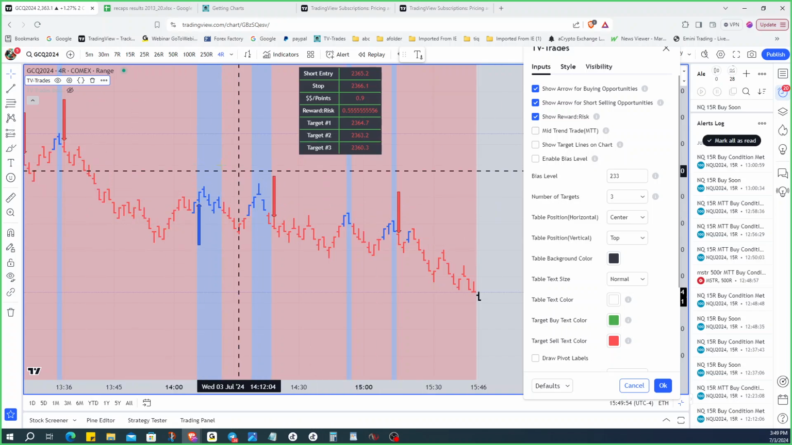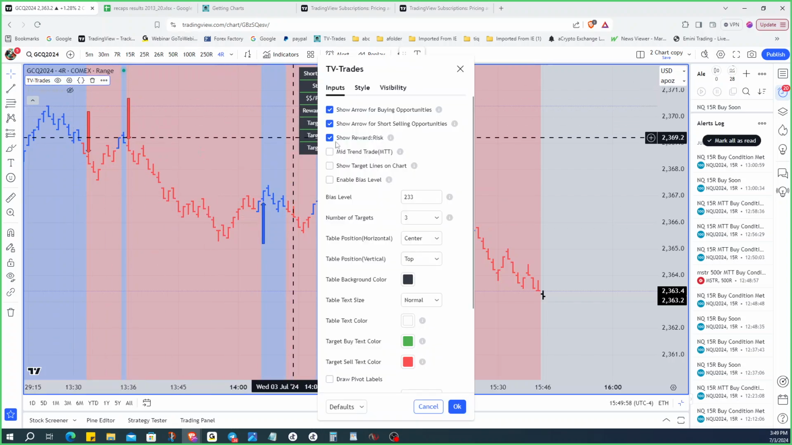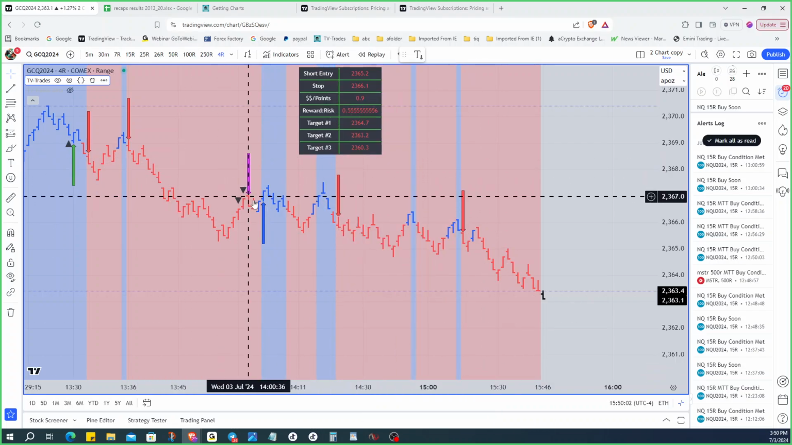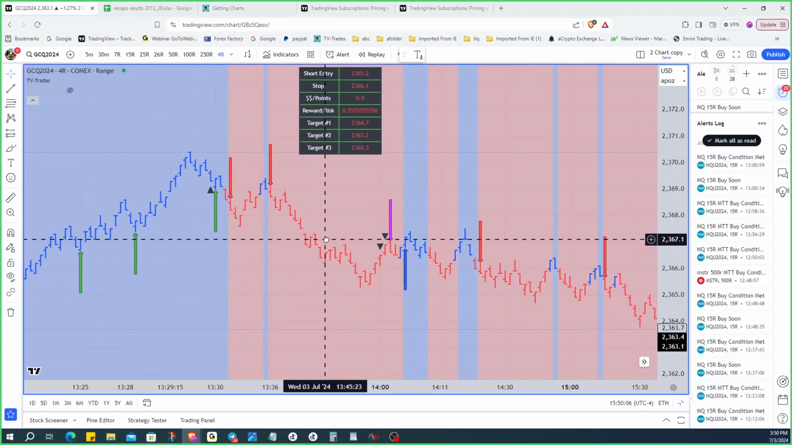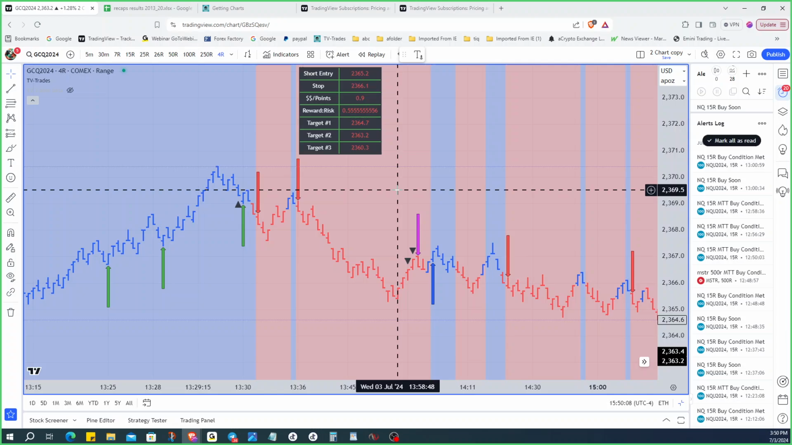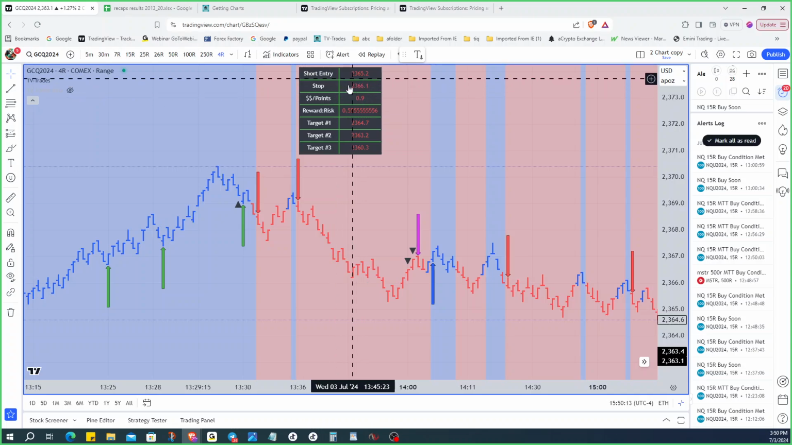If you miss a trade and you want to get in somewhere else on the trend on the way down, you can put the mid-trend trade on. Now for shorts, it's going to show the fuchsia. For long, it's going to be green. The mid-trend trade stop is different than the stop for this. The stop for this is going to be up here in the table.